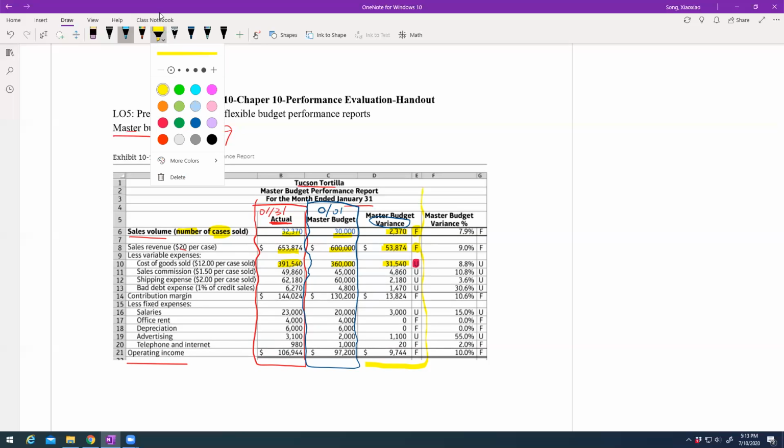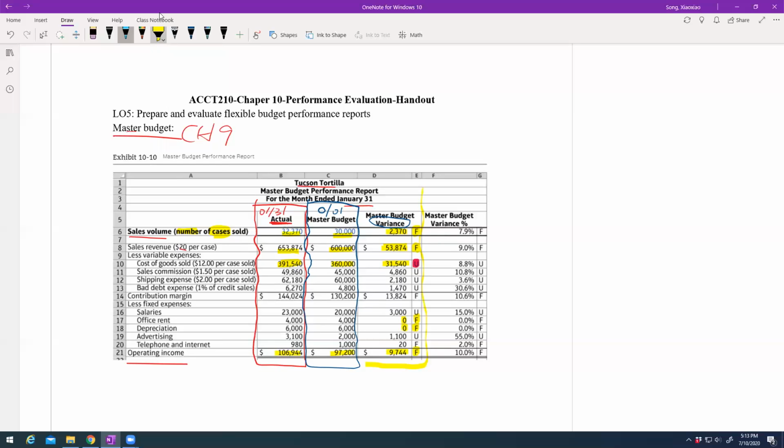And then you have all these fixed costs. You can see some fixed costs are actually just zero. In your chapter, we take zero as also favorable. And then you find out your budgeted income is $97,200. Your actual is $106,944. So you have the favorable variance, right? You have the favorable operating income variance.